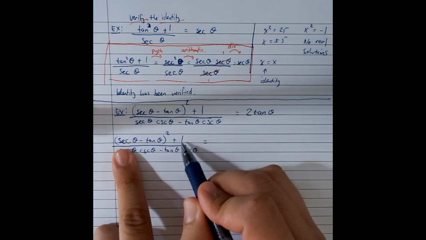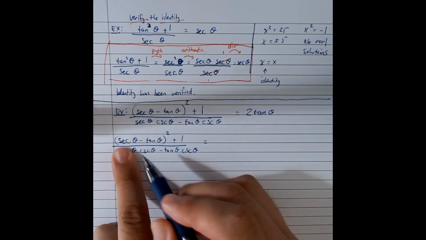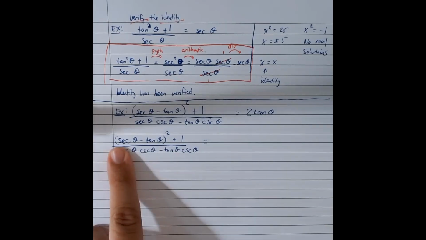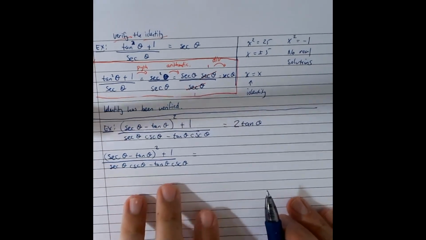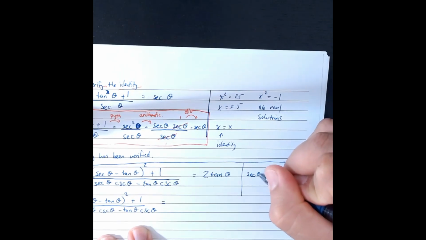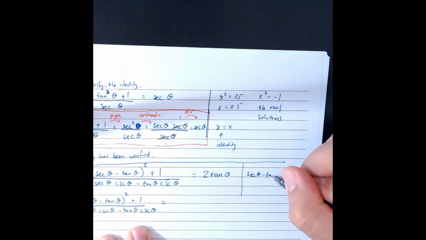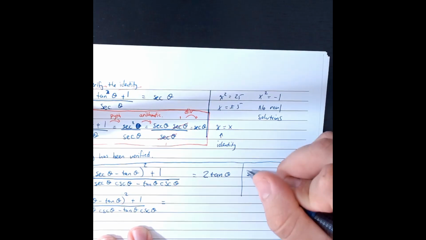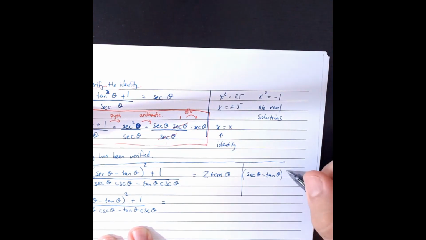I'm not going to worry about the plus 1, just all this other stuff. All right, so secant of theta minus tangent of theta. Let me go ahead and do this off to the side over here. If I take secant of theta minus tangent of theta, and I square it, that's the same as saying secant of theta minus tangent of theta times itself. That's what squaring something means. It means multiply times itself.